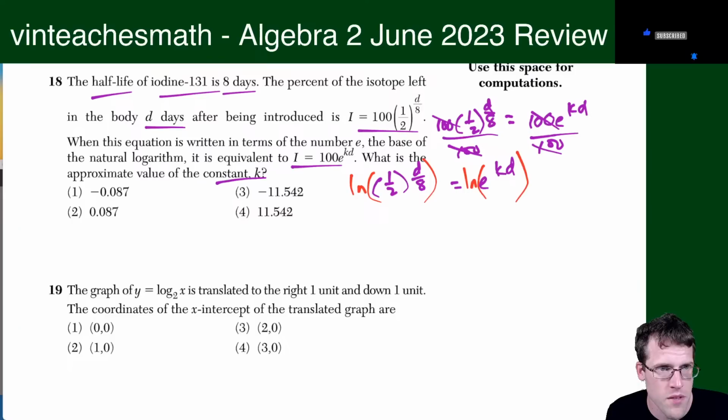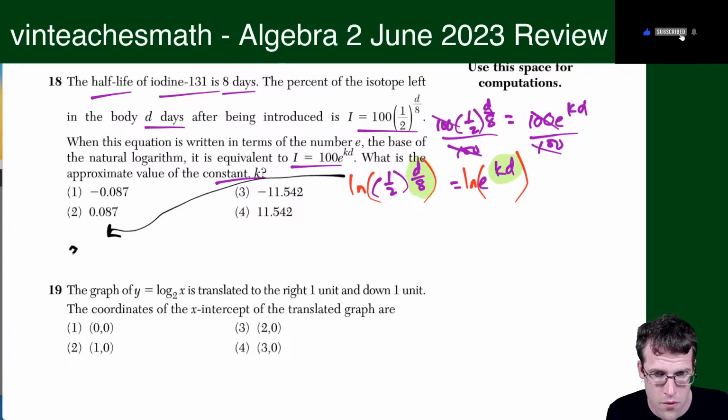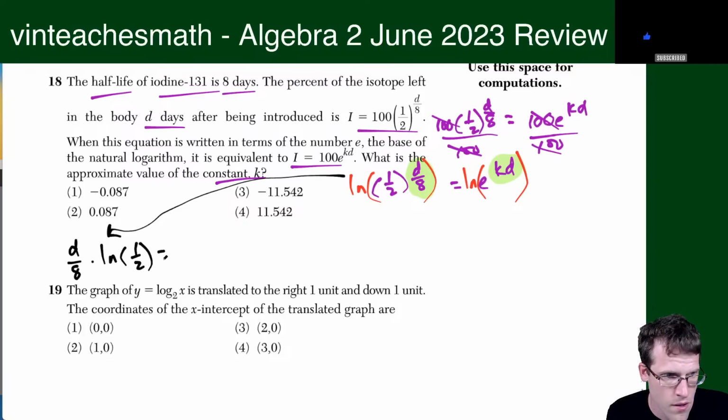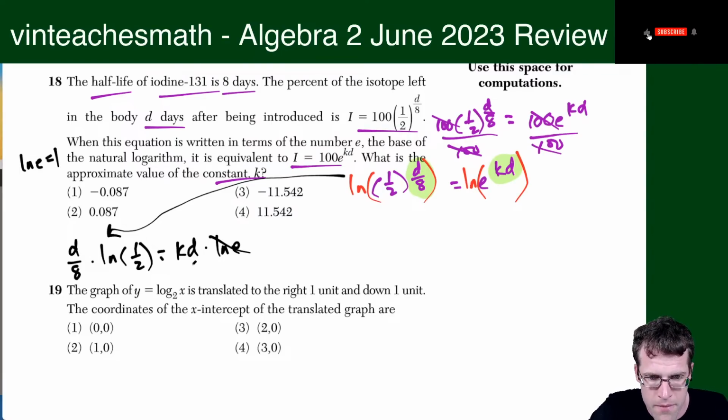And then properties of logs. Those exponents inside, these could pop out in front. Okay, so that's what we're going to do. We're going to have d over 8 times natural log of a half equals kd times natural log of e. Now, you could ask the calculator, but I promise you natural log of e is 1. So this just kind of wipes out. And then you could divide both sides by d.